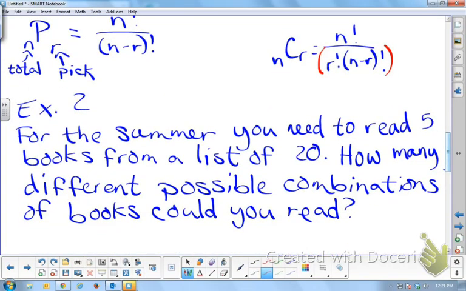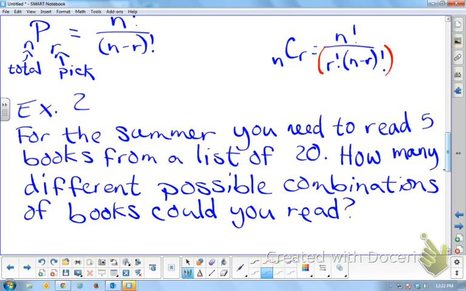So our second example. For the summer, you need to read 5 books from a list of 20. How many different possible combinations of books could you read? What different 5 books could you read? So we have to decide, does order matter or not?